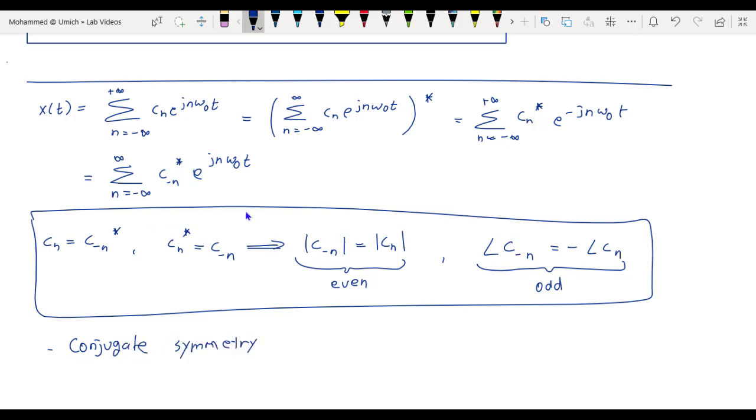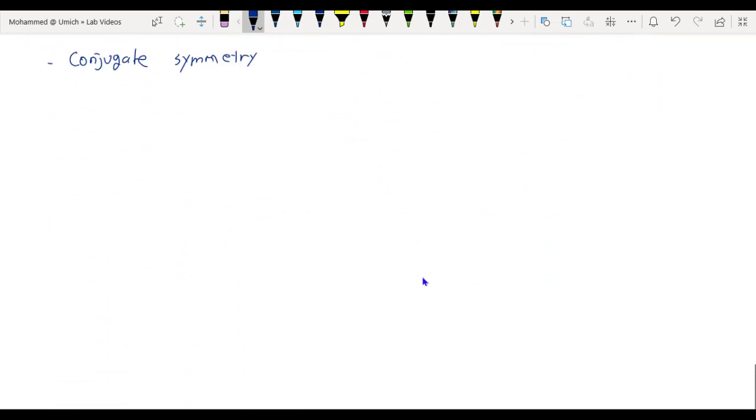And this was exactly the case in the previous example, where the coefficients Cn were in fact real, so the phase was 0, and Cn was equal to C minus n. Okay, so back to the Fourier series expansion.